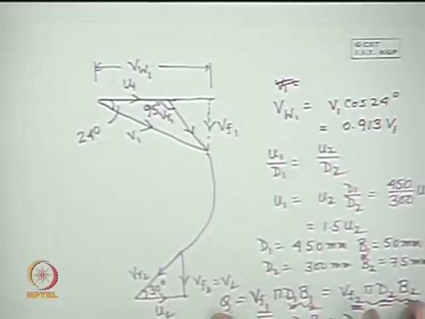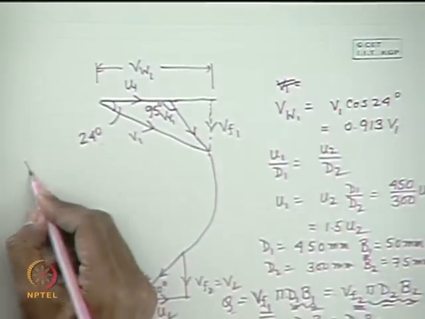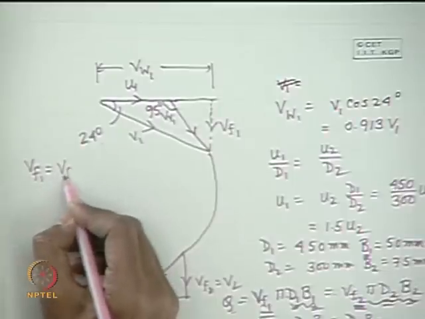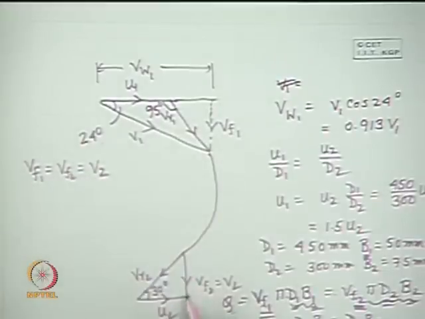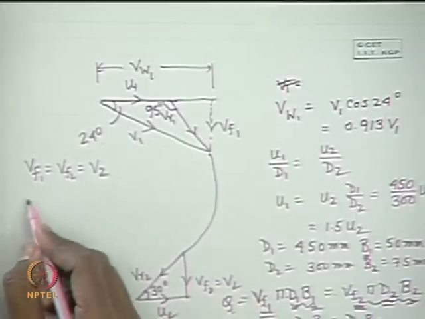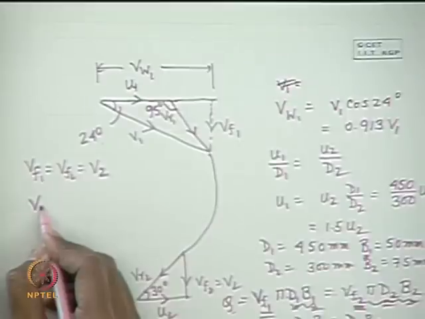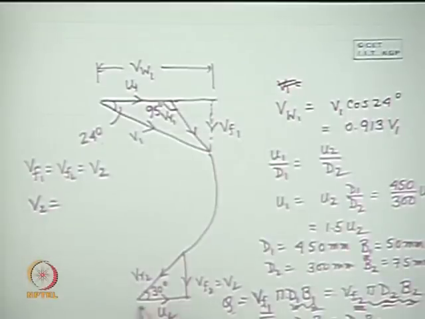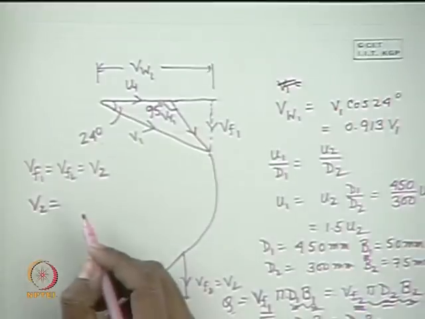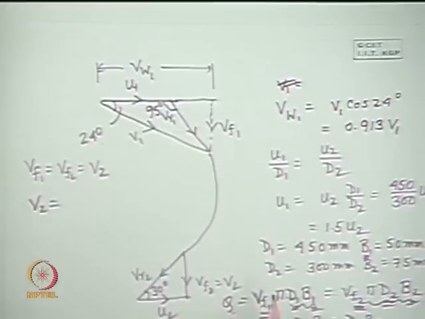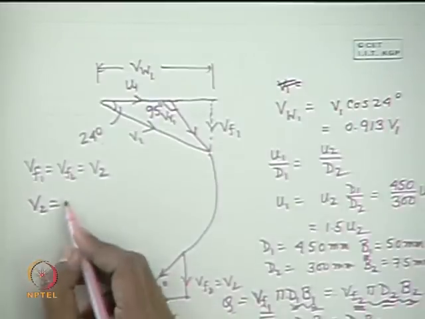That means from the continuity, if you make VF1 pi D1 B1 equal to VF2 pi D2 B2, that means the flow rates are equal at inlet and outlet, then we get automatically VF1 is equal to VF2. So therefore, we can write that VF1 is equal to VF2 and that is equal to V2. This is VF2. Now from this outlet velocity triangle, we see that V2 is in terms of U2. V2 is, in terms of V1, let us see.